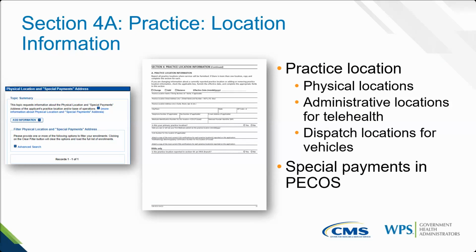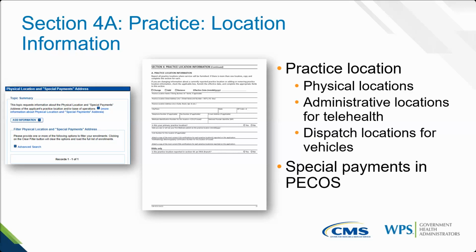So physical locations, we don't see this as much on Part A, but administrative locations for telehealth. If there is an ambulance that the facility is in control of, we're going to need any dispatch locations or any garage locations for those vehicles. And again, that's if that ambulance service is not distinct from that facility and is not going to be billing Part B for their services. So we want to make sure that that information is reported.